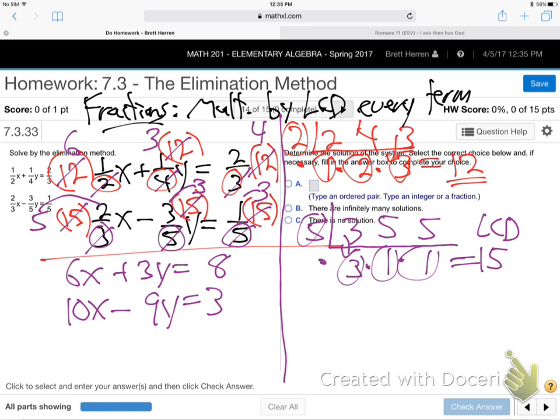Much nicer now, huh? No more fractions, right? See how we got rid of the fractions? Now you just do what you normally do starting at this point. What do you normally do? Yeah, the next step would be to make opposites.